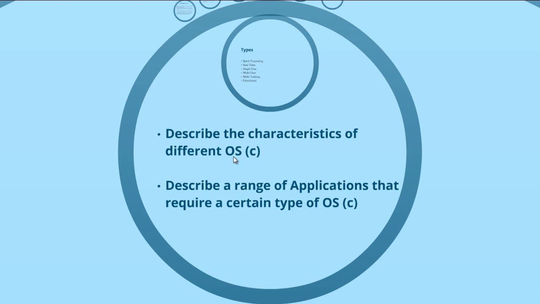So what we've covered are the different characteristics of different operating systems, and we've also looked at a range of situations that might require a certain type of OS. They're the things you need to know for the exam. Make notes on this topic. It's not too difficult one.